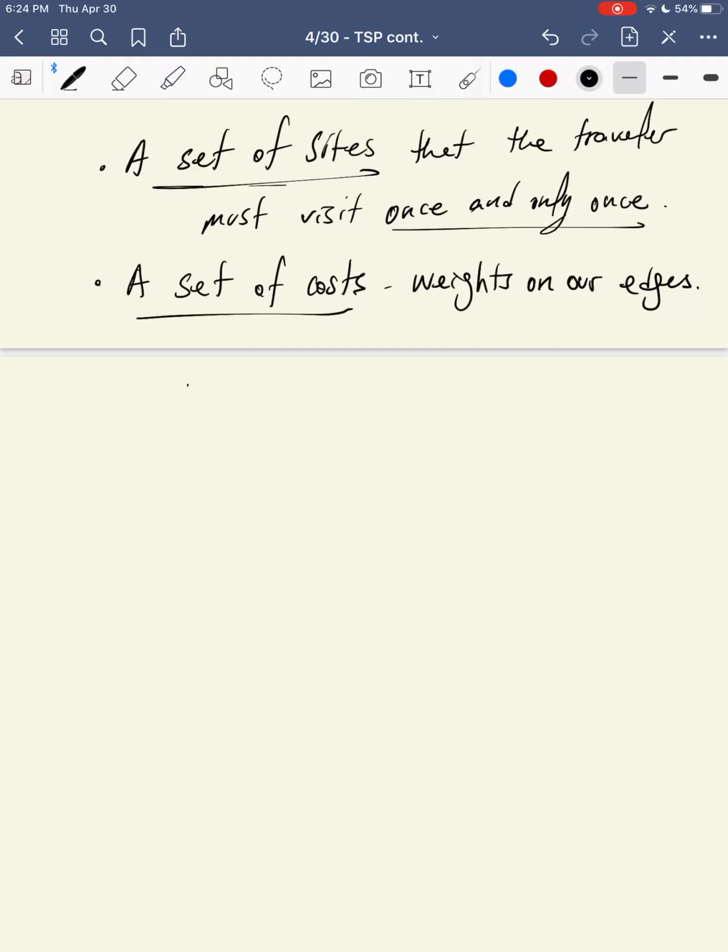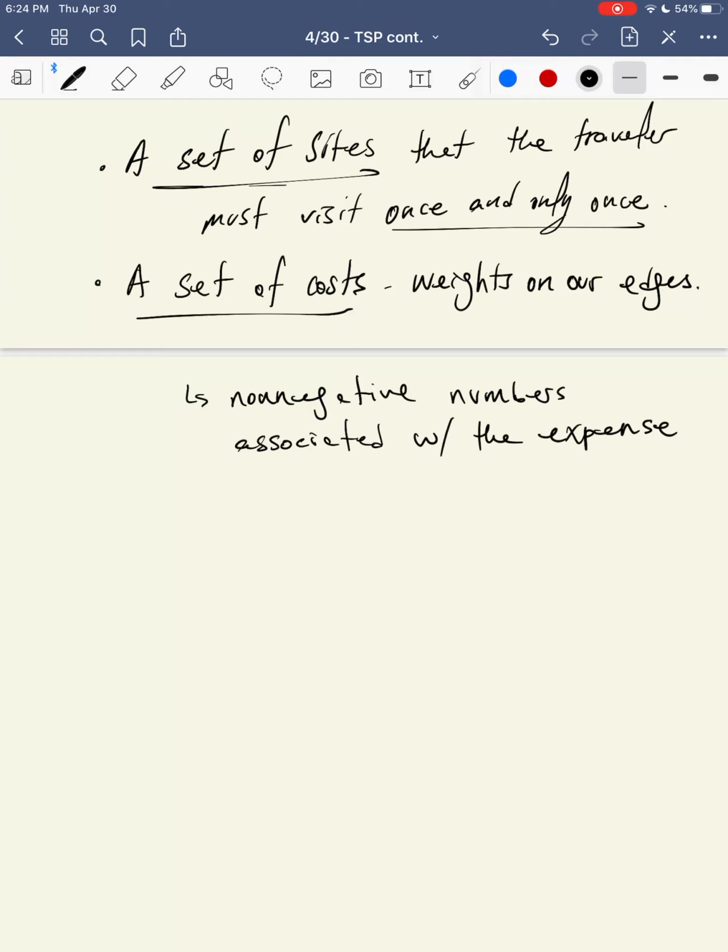So these are non-negative numbers associated with the expense of traveling from one site to another.